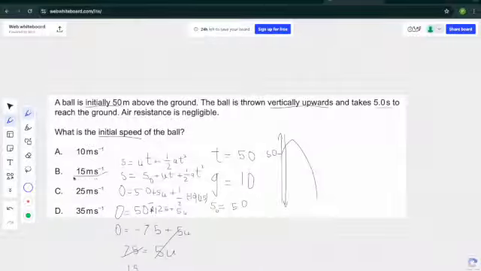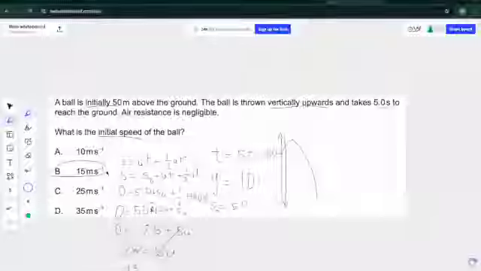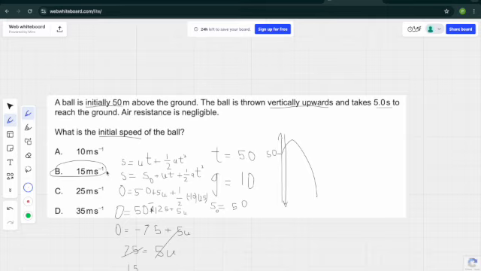So the answer is option B. So this is one of the hardest kinematics questions you will get. If you're able to solve this and you got it right on the first try, congrats!